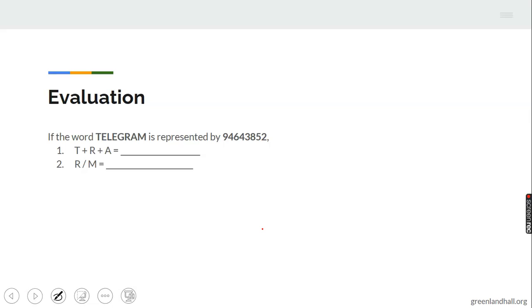If the word TELEGRAM is represented by 94643852, okay, so answer this. T plus R plus A is what? Then R divided by M. R divided by M is what? So you answer that and send the answer to my mail.